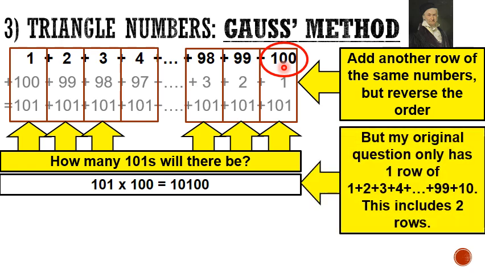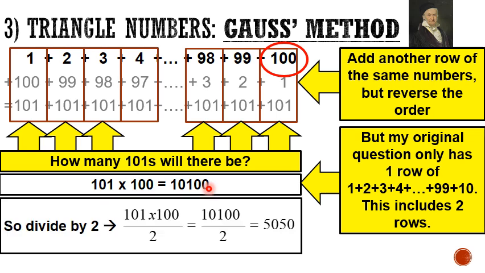But the original question has only one row of this. So this one is 2 rows. This includes 2 rows, so he divided it by 2. 10,100 divided by 2 equals 5,050.